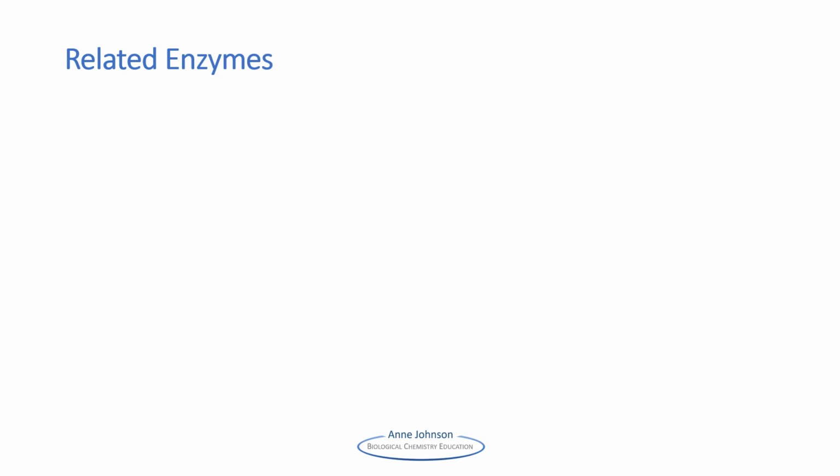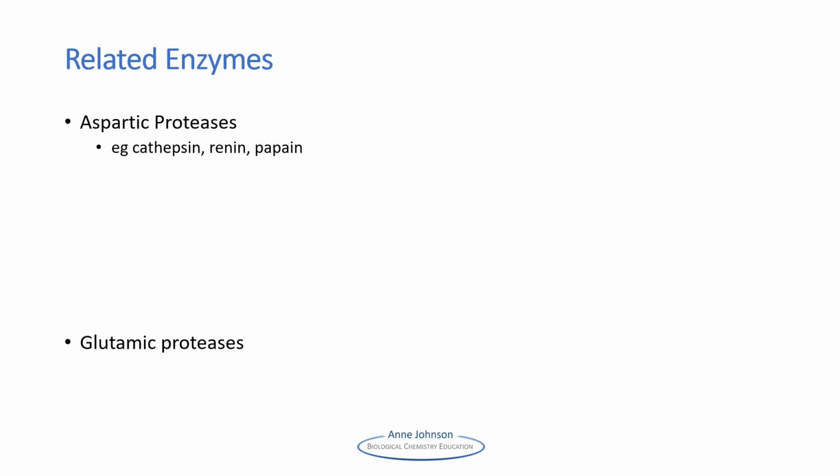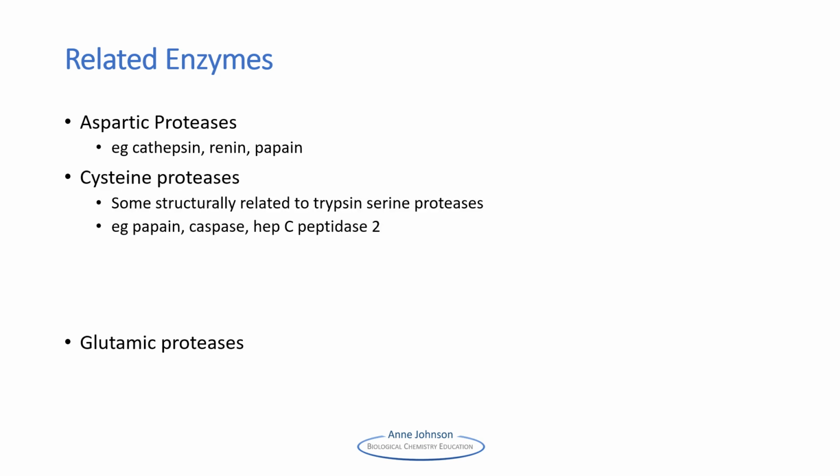The serine proteases are just one catalytic mechanism for achieving peptide hydrolysis. Aspartic proteases use one or more aspartic acid residues in their active sites to catalyze peptide hydrolysis. Examples of these include cathepsin, renin, and pepsin. Some enzymes use glutamic acid residues to achieve this activity. These are known as glutamic proteases. The cysteine proteases use cysteine as the nucleophile. Papain, caspase, and the hepatitis C peptidase 2 all use this strategy.